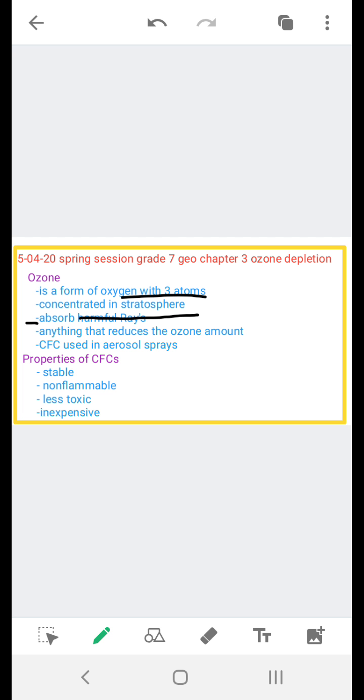So that means that as ozone is playing a very important role in absorbing the harmful rays, if anything reduces the amount of ozone in the stratosphere, then it would indirectly affect the living organisms on the earth. So there is an element that reduces the ozone amount, and it is called CFC, which is also known as chlorofluorocarbon. Anything that reduces the amount of ozone in the atmosphere could affect the well-being of life on Earth. This problem is called ozone depletion.